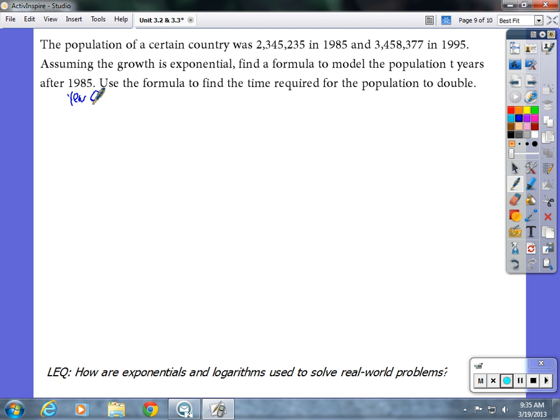So if 1985 is year 0, and we know that this was the population, that means that's our initial value.